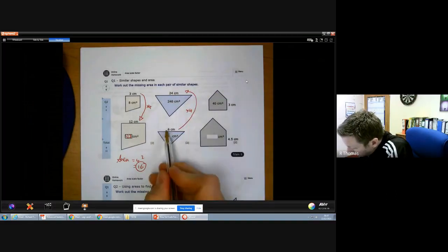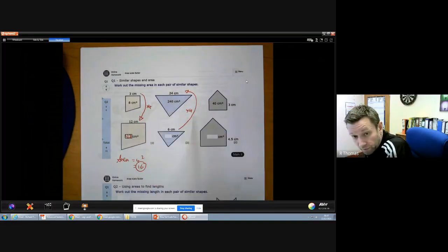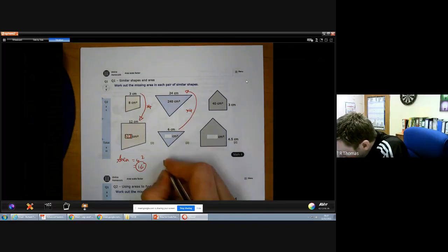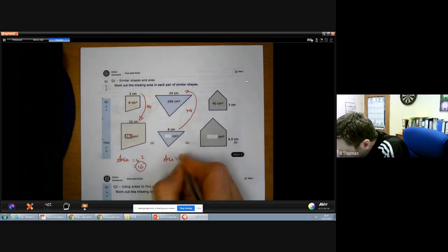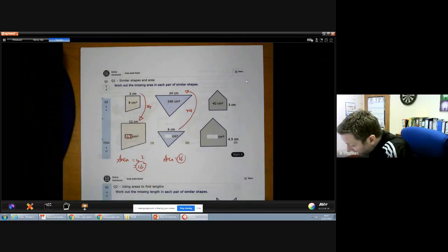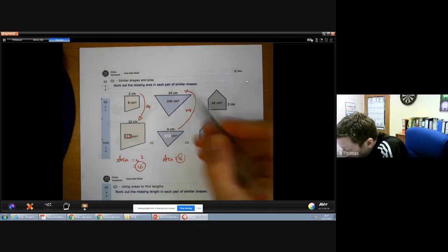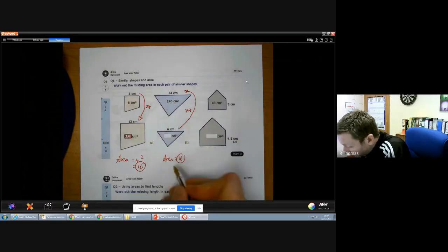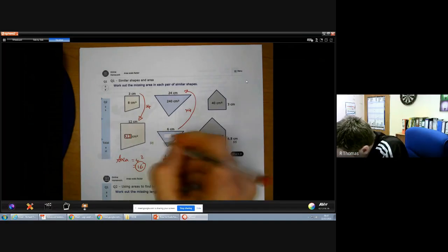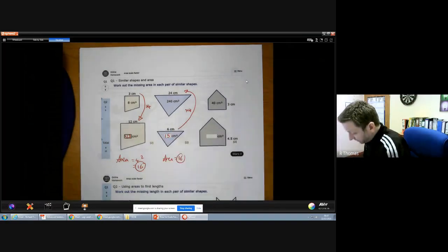If we look at this one here, this time the linear scale factor again is times by 4. Right, 6 times 4 will give you 24. So the linear factor is times by 4. So again, the area factor is 16 because that's 4 squared. So I've got to think, right, well, I'm working backwards here now. So to get this area, I'll do 240 divided by 16, which comes out as 50.